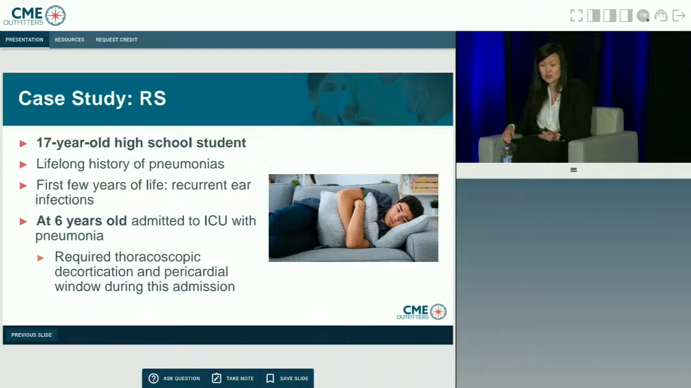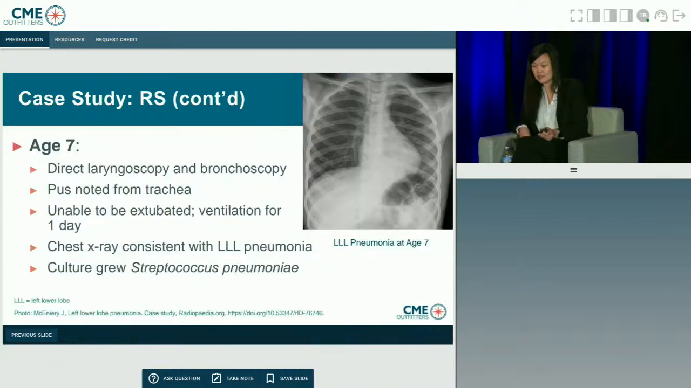But at 6 years old, he was admitted to the ICU. He had a life-threatening pneumonia. He had an empyema. He required a thoracoscopic decortication and pericardial window during this admission. That's not words I say all the time as an immunologist, so he was a very sick child.